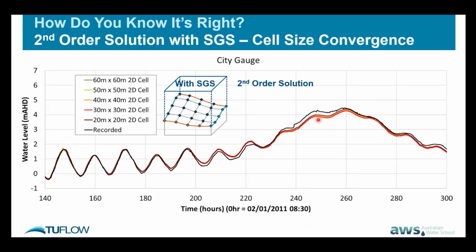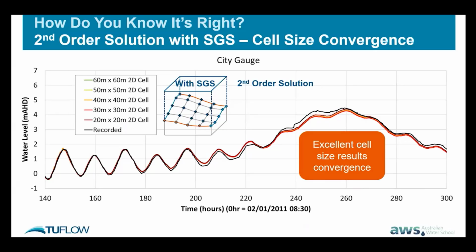Subgrid sampling really does further improve your cell size results convergence, to the point where with this model you can literally run it at 60 meters and you'll get very similar results to what you get at 20 meters. And that has a big impact on your run times. Your run times just become very, very fast and you are getting good, strong, reliable results.